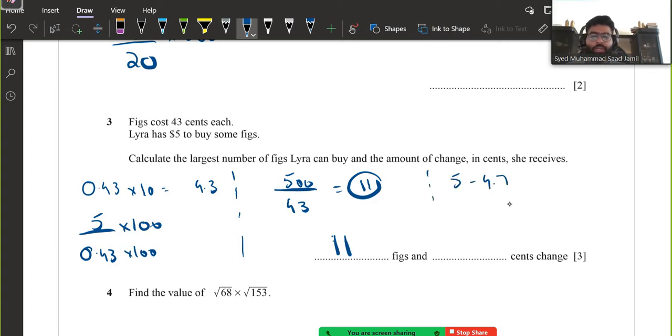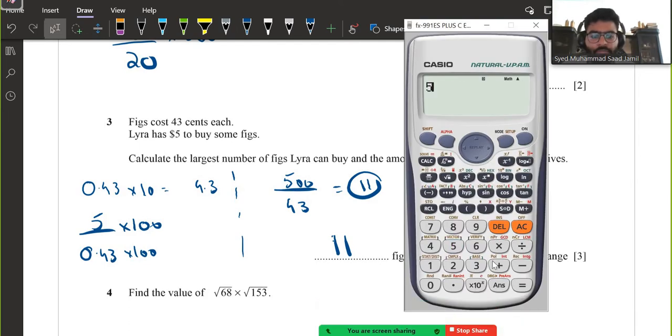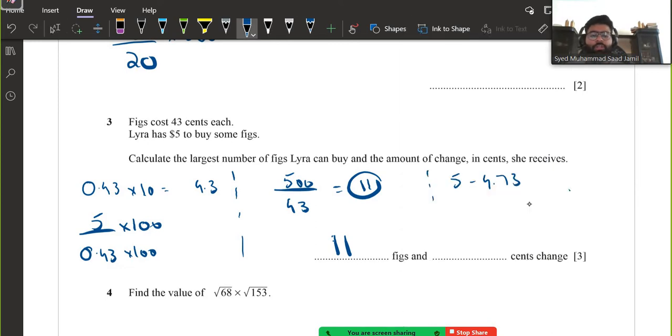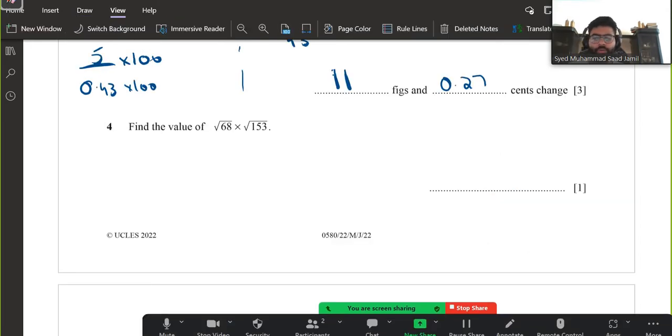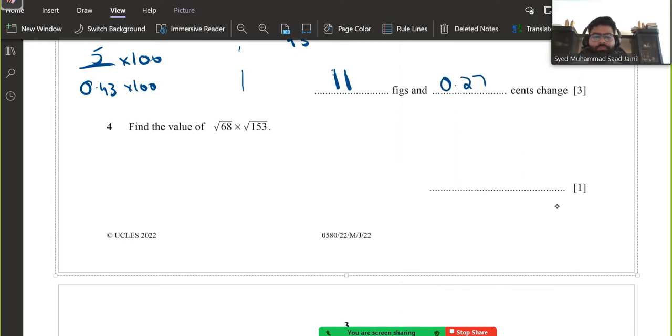So how much change will we get? It will be 5 minus 4.73. 0.27 will be our change in cents. Moving on to our next question, it says under root 68 multiplied by under root 153. So under root 68 multiplied by under root 153, and it's 102.